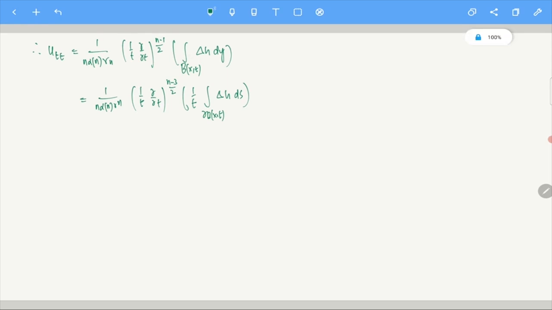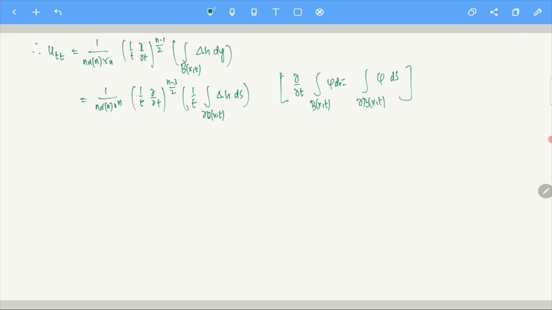What is the derivative ∂/∂t of this particular thing? If you remember, ∂/∂t of the integral over B(x,t) of the Laplacian of h — it doesn't have to be the Laplacian of h, this can be any function φ — equals the integral over ∂B(x,t) of ∂φ/∂ν with respect to dS, the surface integral, and this is dx. We did this formula a few days back, and I'm just using that formula. So 1/t ∂/∂t, I'm breaking it up, and one part I'm using: the derivative of the integral over the ball is the integral over the boundary. That is what I'm writing down. Clear? Okay, fine.